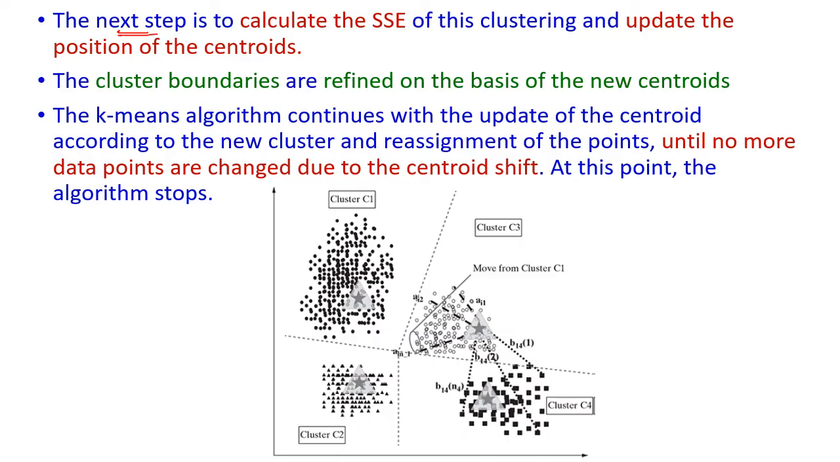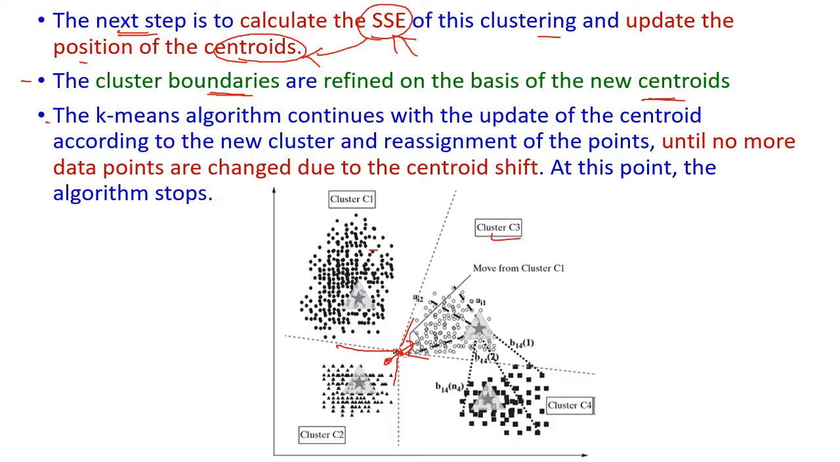The next step is to compute the SSE, that is the sum of squared error of the cluster, and update the position of centroids. So based on the SSE, we need to update the centroid position for each cluster, right? Accordingly, the cluster boundaries are redefined based on the new centroids. So based on the centroids, the cluster boundaries will also change, and now data points from one cluster will move to another cluster.